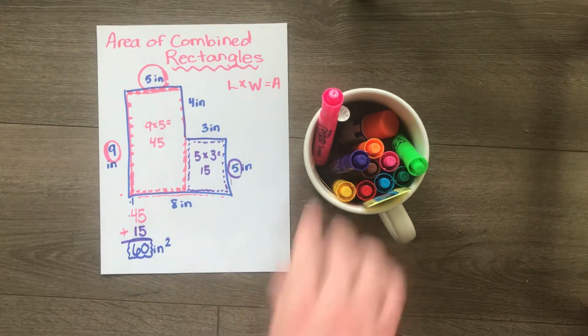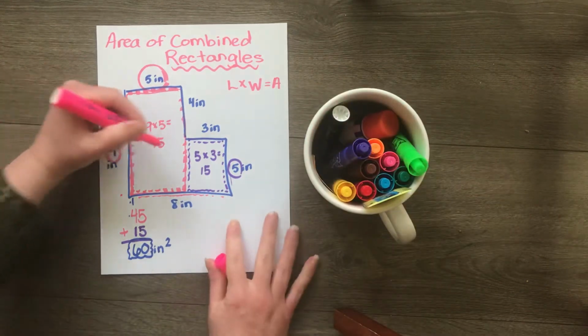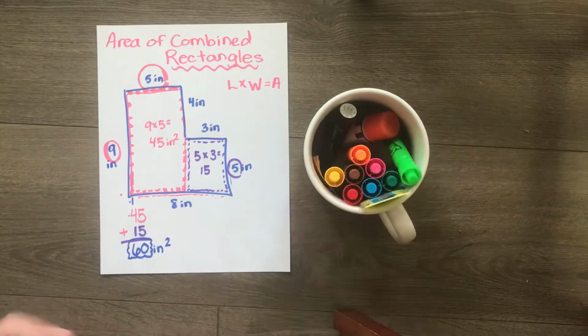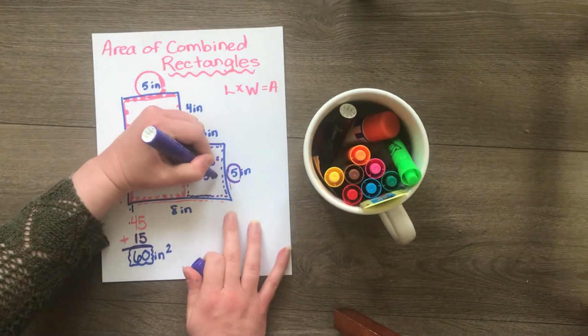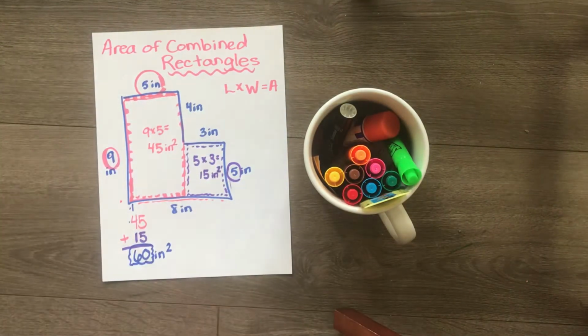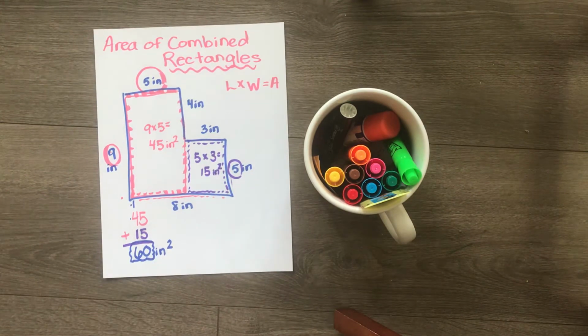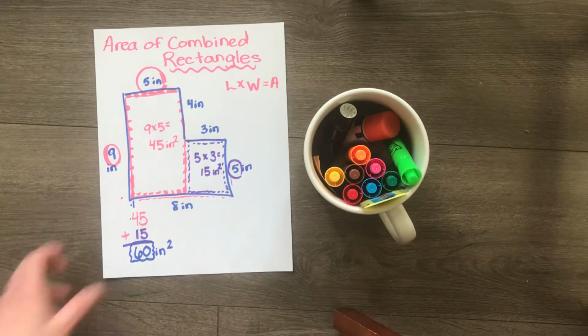Ooh, uh-oh, you caught Mrs. Gordon. Let's go back and put our inches squared for both of these smaller rectangles. That shows that these are the areas of the rectangles. And this is the area of the entire shape. Nice job. Why don't we do one more?